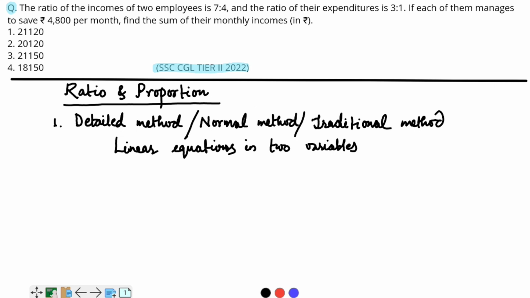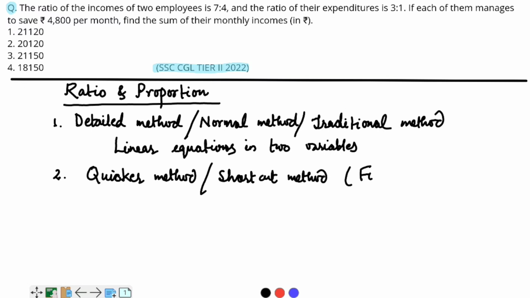So this will be the normal method, and the second method which we will be using in this question will be the quicker or easier method, the shortcut method, where we are going to use one formula. We will see both these methods. Let us see what you like the most. So let's solve this question first by the normal, detailed method.